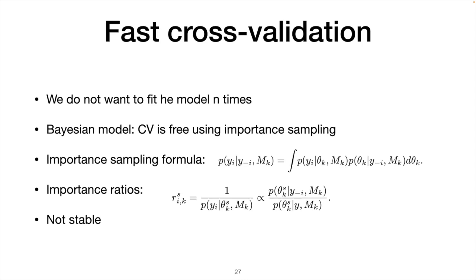The leave-one-out, this is the full data inference, theta given y, and this is the leave-one-out parameter inference, theta given y minus i. And what's the ratio between these two? It's just the likelihood of the ith term, right? So we know exactly what the difference is. It's just the inverse likelihood.